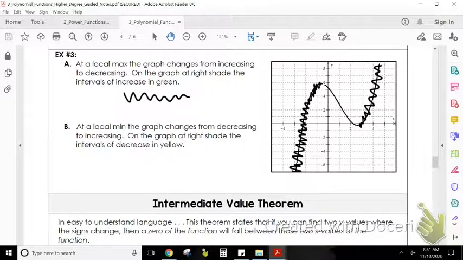All right, at a local minimum, the graph changes from decreasing to increasing. On the graph at the right, shade the intervals of decrease in yellow. So this time, I'm just going to do loop-de-loops to show my shading. And so I can see my interval of decrease is right here in between the two increases.